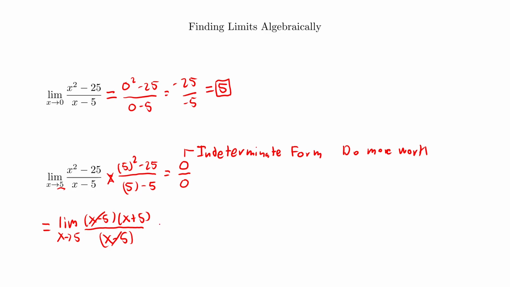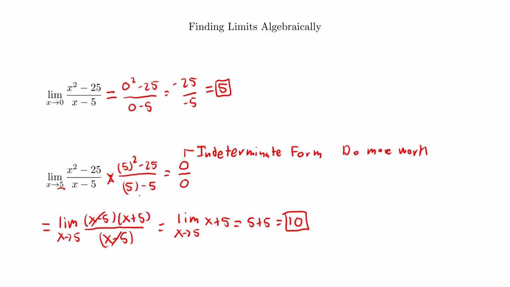And again, this is not going to be the same as x plus 5, but because we're only concerned about what happens around x equals 5, this will actually be the same as the limit as x approaches 5 of x plus 5. And then if we plug in 5, we're going to get 10. So it turns out that the limit is 10.